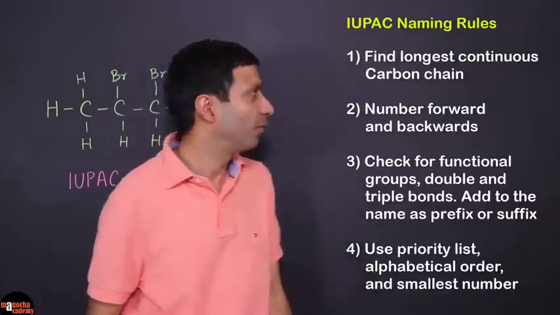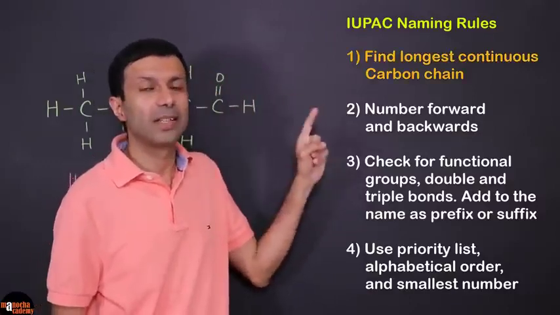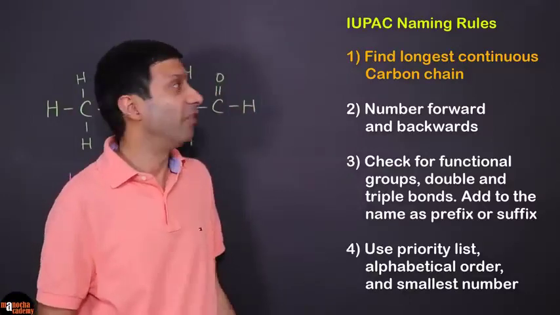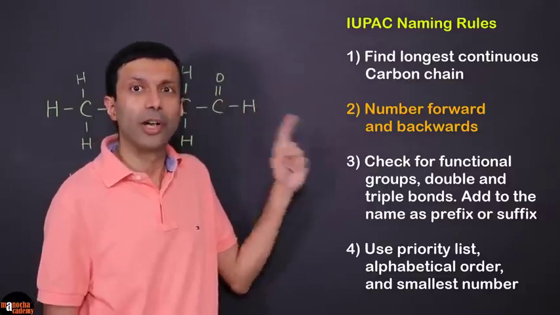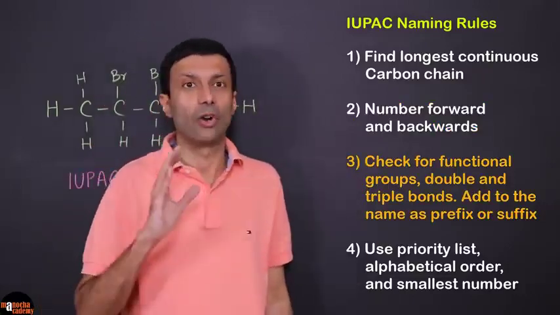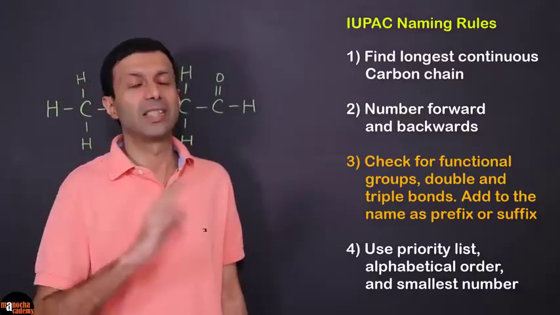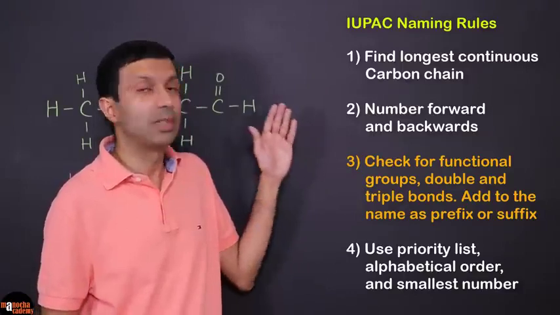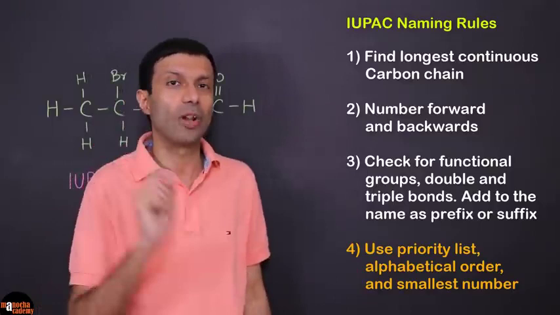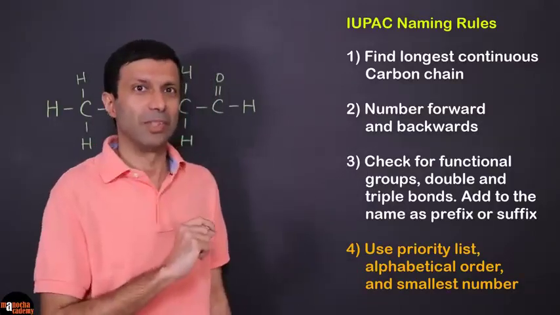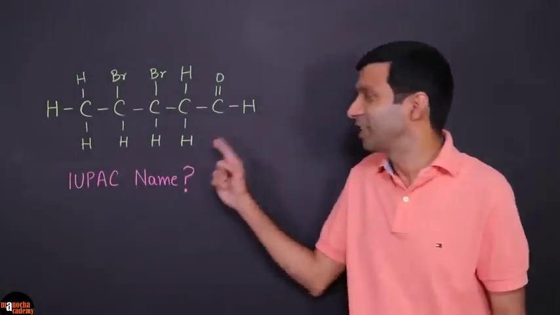Here is a summary of the rules that we learnt. The first thing is to find the longest continuous carbon chain and remember to number it forwards and backwards. Then you should check for functional groups, whether they are double bonds or triple bonds present in the compound, and add the name as the prefix or the suffix. And remember to use the priority list that we talked about, the alphabetical order, and using the smallest number to give the position numbers. So go ahead and use all these rules and find the answer for this compound.